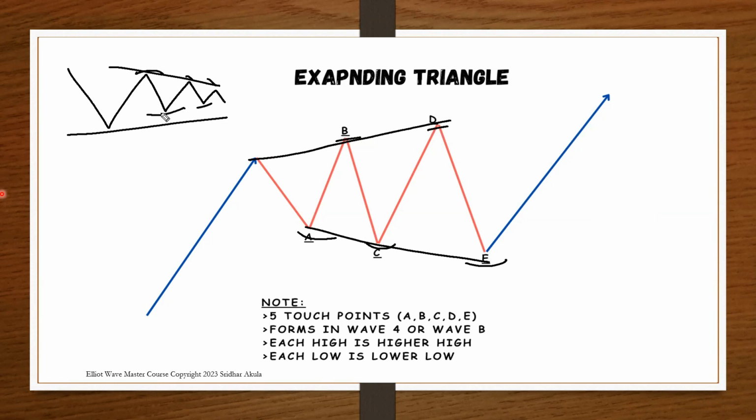In the previous example, each low was making a higher low. In this expanding pattern, each low is making a lower low. Okay, that is the major difference. This is a very rare pattern. You don't have to focus much on this. You can focus more on the other one.